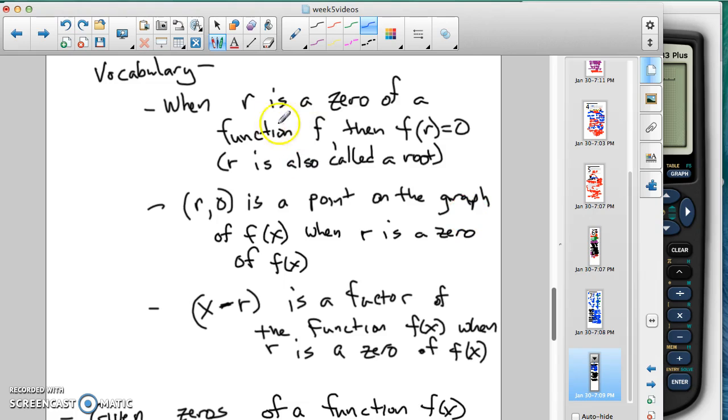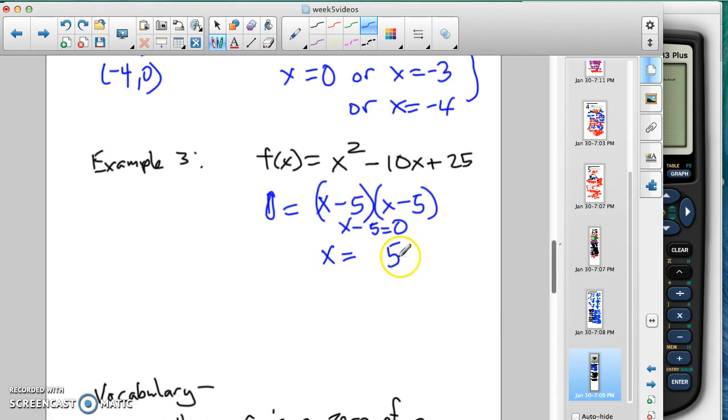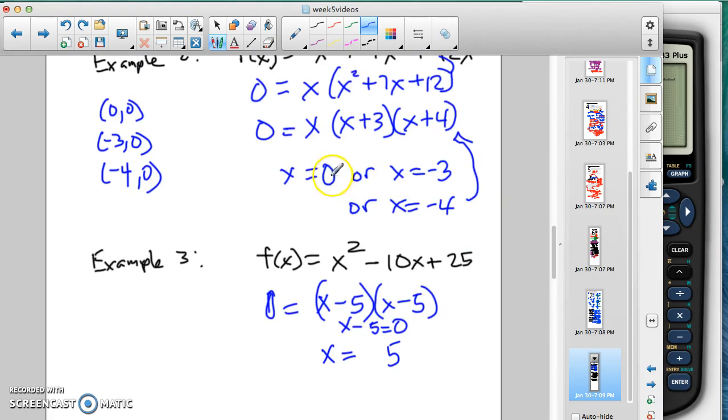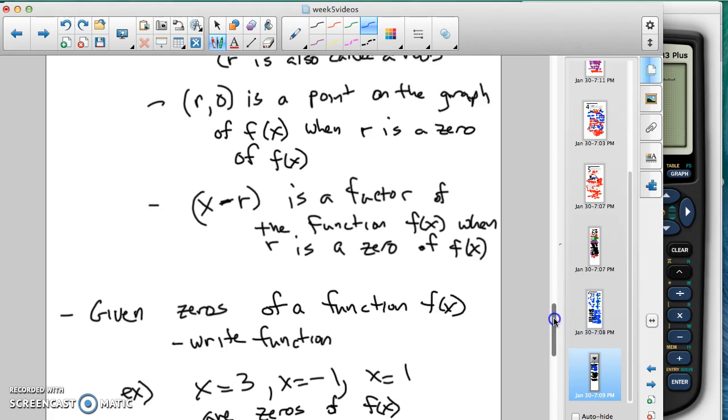So when we have a 0 of a function, if we put that value in, we're going to get 0. It's also called a root. R comma 0 is a point on the graph when R is a 0 of a function. And x minus r, which is what we're doing right here, so if 5 is our 0, then x minus 5 is a factor. If 0 is a zero, then x minus 0 is a factor. If negative 3, x minus negative 3 is a factor of the function.